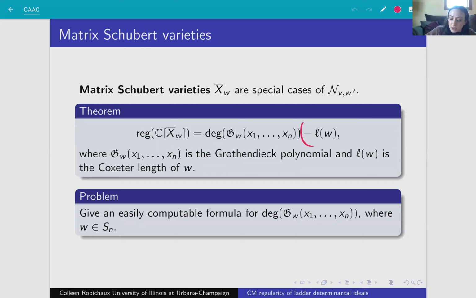Due to a theorem of Fulton, in the paper in which he introduced these matrix Schubert varieties, we know that the codimension is just the Coxeter length of our permutation. And this Coxeter length is very easy to compute. You just sum up all of the inversions in your permutation and you're good to go. So that's great to hear. What about this piece? The K-polynomials of your matrix Schubert varieties are these Grothendieck polynomials.